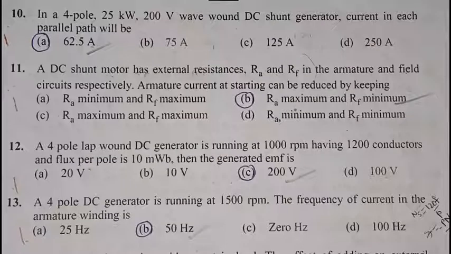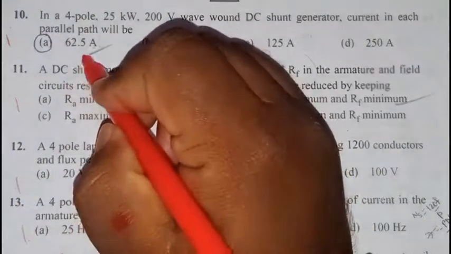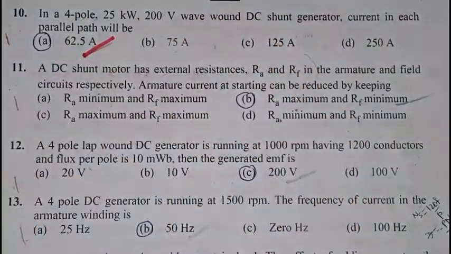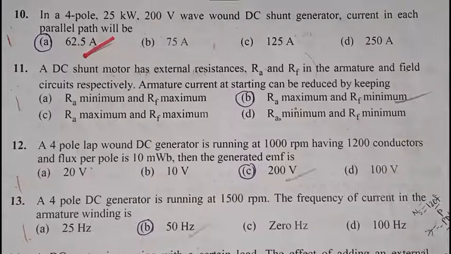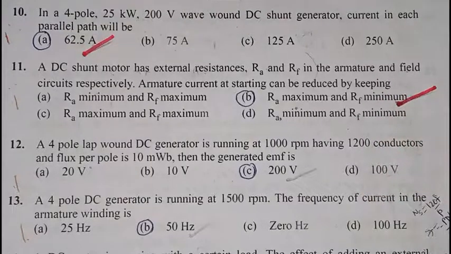Question number 10. In a 4-pole 25 kilowatts 200 volts wave wound DC shunt generator, current in each parallel path will be. Answer A. 6.25 amps. Question number 11. A DC shunt motor has external resistances RA and RF in the armature and field circuits respectively. Armature current at starting can be reduced by keeping. Answer RA maximum and RF minimum. That is option B. Question number 12.